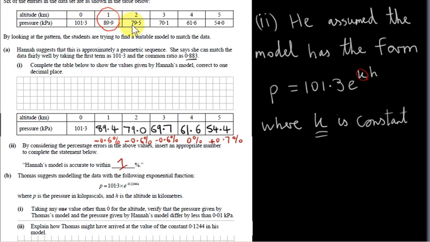So he would have had to assume that we have an exponential decay model here, because k turns out to be negative and the values of pressure are decreasing with altitude. So if you were to graph these values, we would see some sort of exponential decay curve. So this is pressure against altitude h. Well, it mightn't decline as steeply as this, but it's some sort of curve that can be modeled by an exponential function.